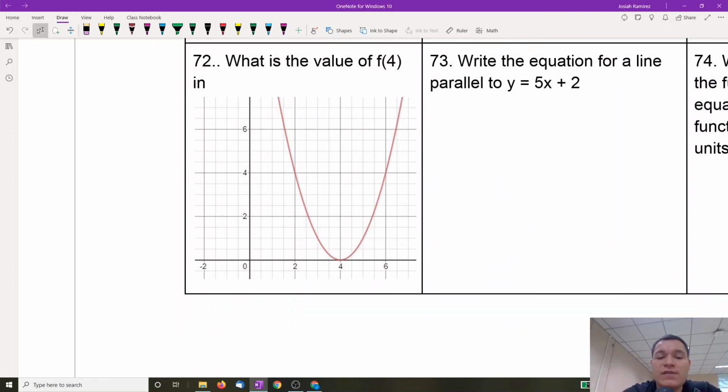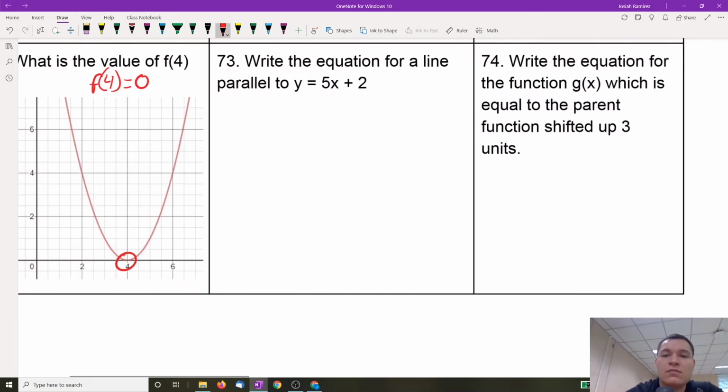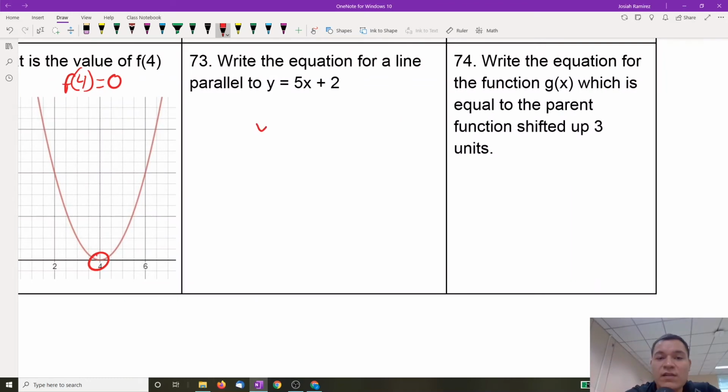What is the value of f of 4? It's 0. Write a line that's parallel, so keep the same slope. Change the y-intercept.